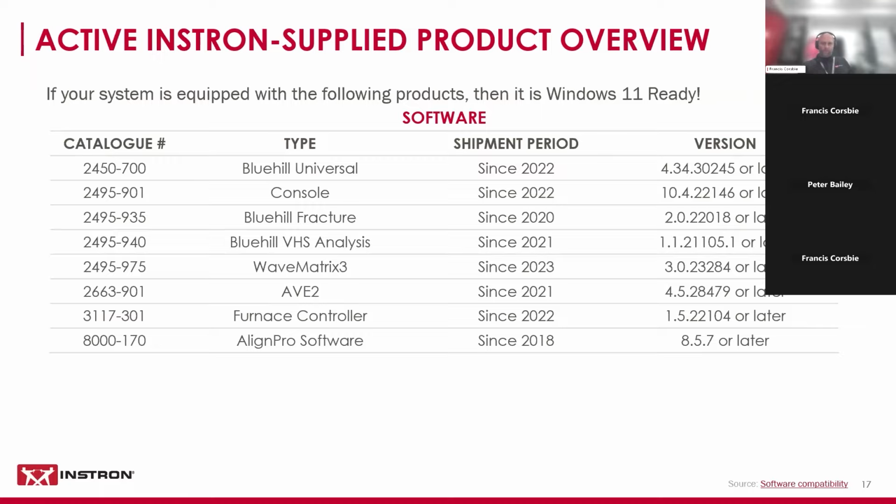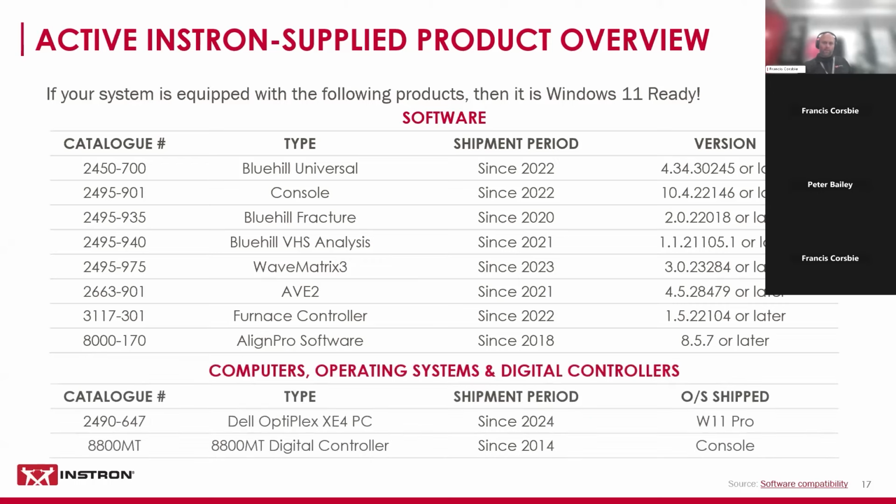So basically what we're seeing with this slide is if you have a PC that's been shipped post 2024, and you have these pieces of software, that PC might be Windows 10, but you might be able to upgrade that PC to Windows 11 through the Microsoft website. And what we're seeing here is all of these pieces of software will be completely compatible with that new version of Windows 11. Or you could equally get a new PC, which is Windows 11, and these pieces of software, again, will function with Windows 11.